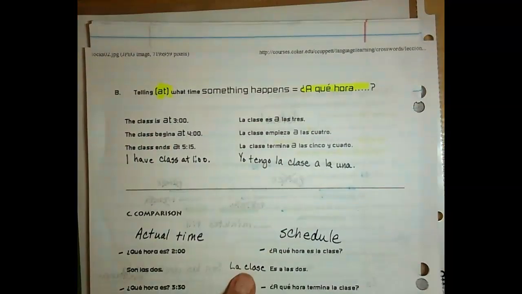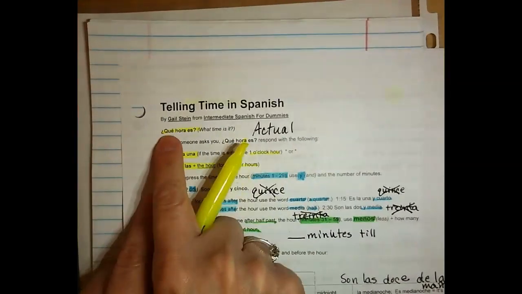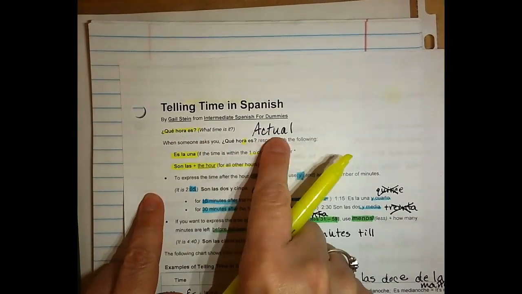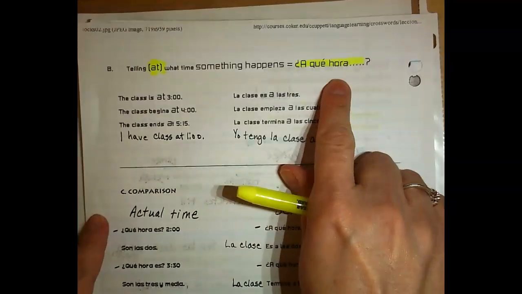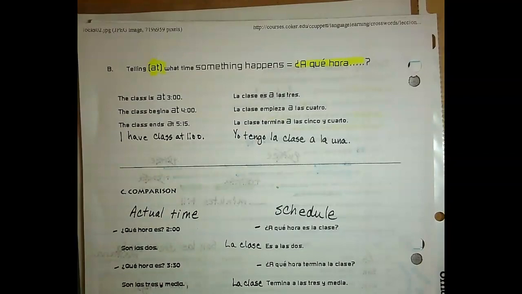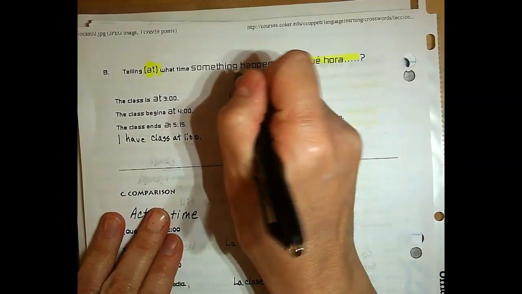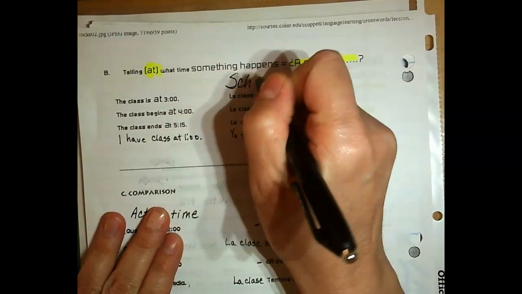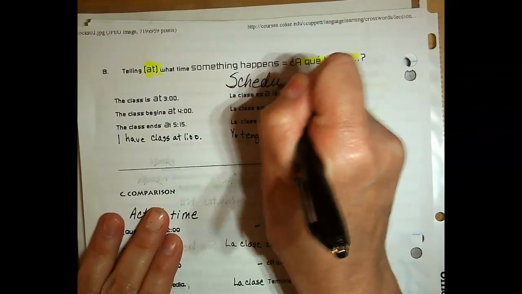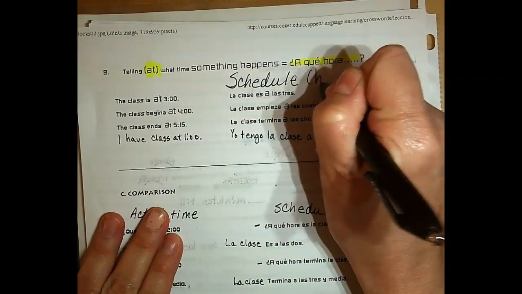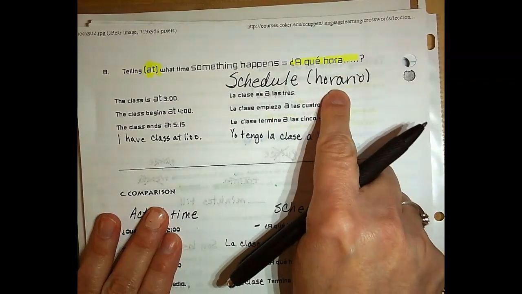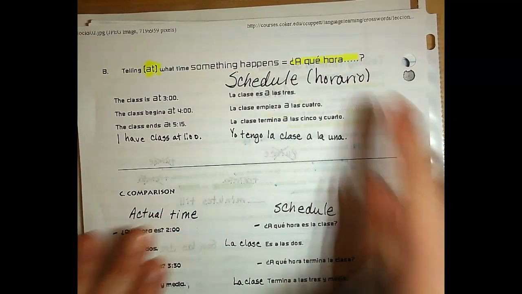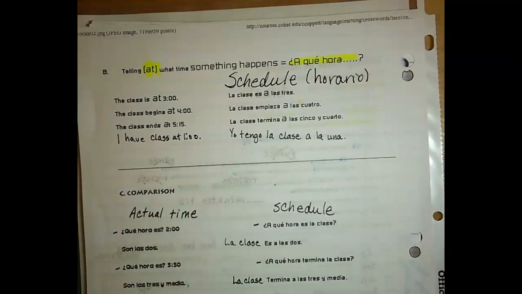Okay, so the question on the back side, what time is it, is ¿Qué hora es? We're asking for actual time. Now we're going to be asking at what time something is. The question becomes ¿A qué hora es? A means at. And now we're asking for a time on a schedule, right? And remember, in Spanish, a schedule is an horario. It looks like hour, right? Hora, horario, an hour. So let's look at the difference.